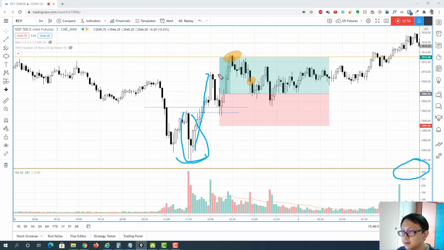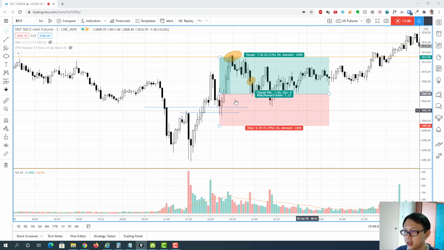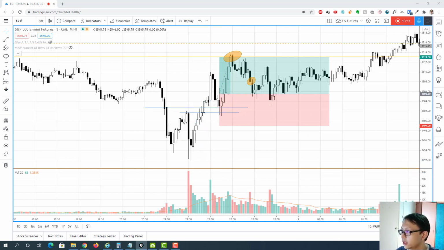And this rally actually held, because we see that the reaction did not just break below the supporting level formed at around 3500 level. So definitely this cleared all the obstacles for me, and I just entered my long entry right after the close of this bar here.